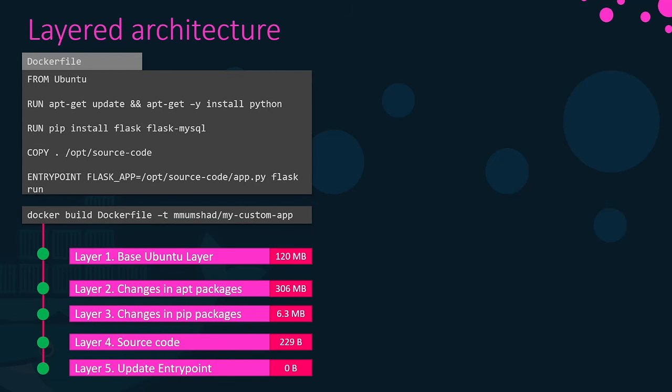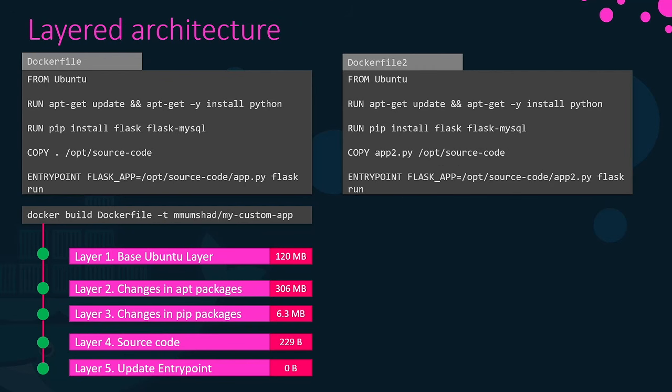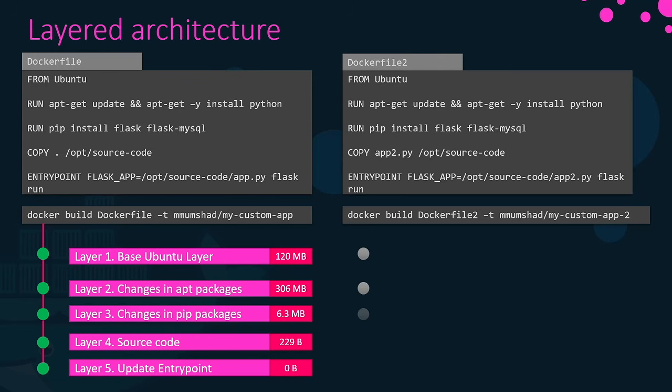To understand the advantages of this layered architecture, let's consider a second application. This application has a different Dockerfile, but is very similar to our first application, as in it uses the same base image as Ubuntu, uses the same Python and Flask dependencies, but uses a different source code to create a different application, and so a different entry point as well.